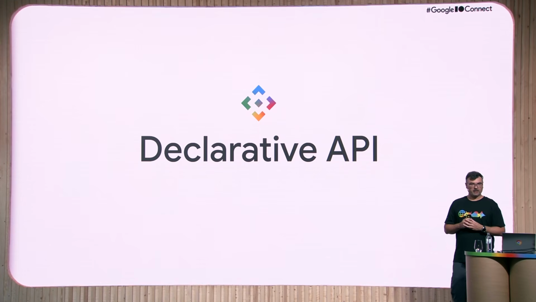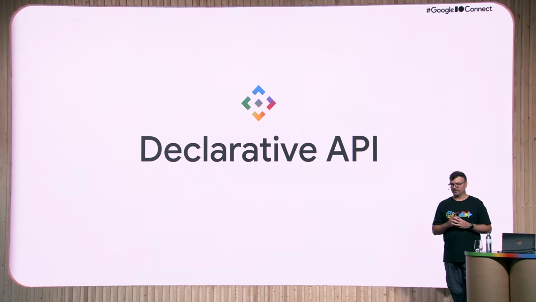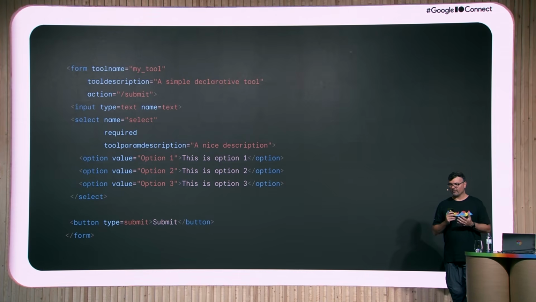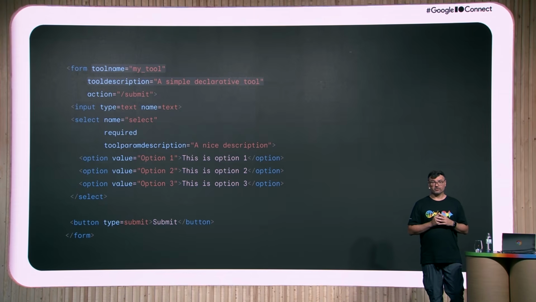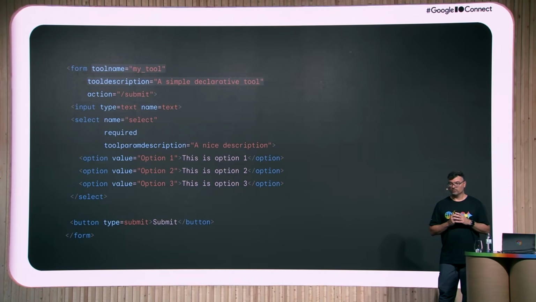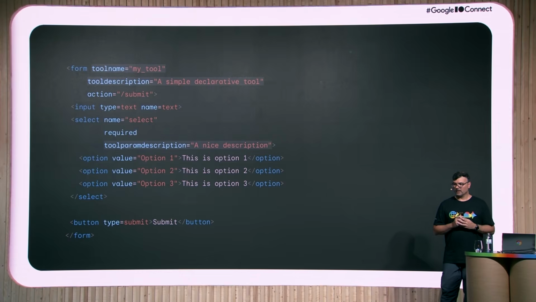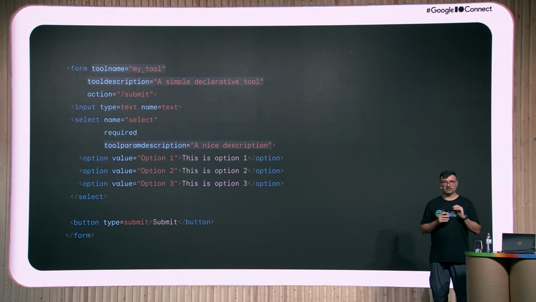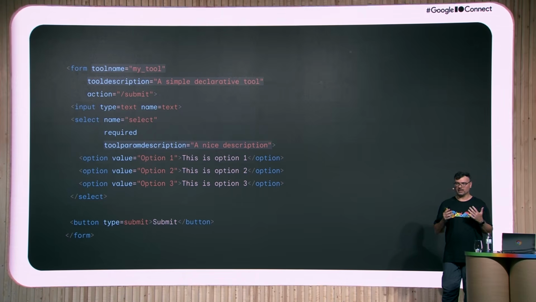Then we have the declarative API. If you already have a form, you only need to do a couple things. There are just two required attributes, toolname and tooldescription. When you provide them on the form, your form will be seen by the browser as a WebMCP tool. Toolparamdescription is an additional attribute, but it's optional. It gives the agent needed context about how to use that input.